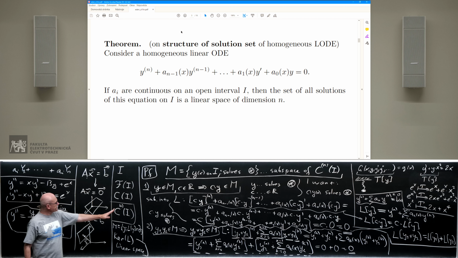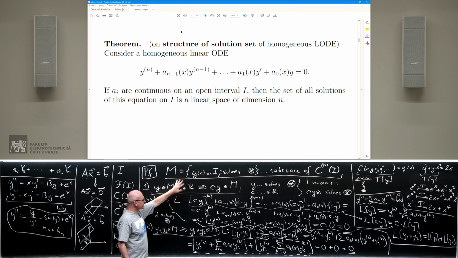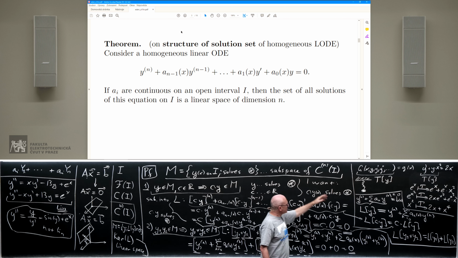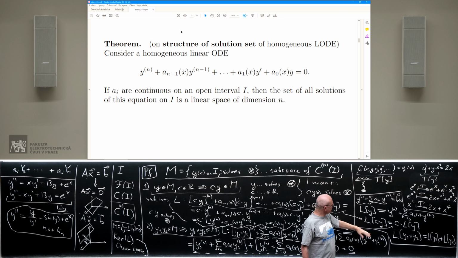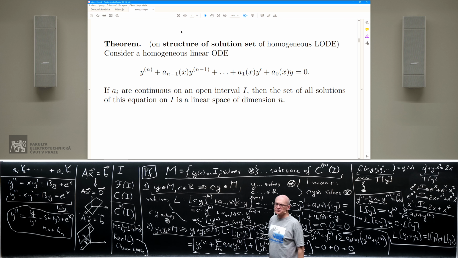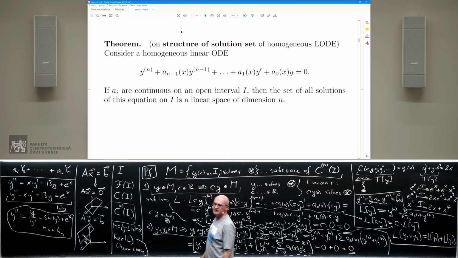So we could have proved this part of the theorem in a different way. We could have said, okay, we have a differential equation. We look at the action of the left-hand side, and we prove that as an operator, as a mapping, it is linear. And once we prove that it is linear, then for free from linear algebra, we get that the kernel is a linear space. In other words, the set of solutions is a linear space.